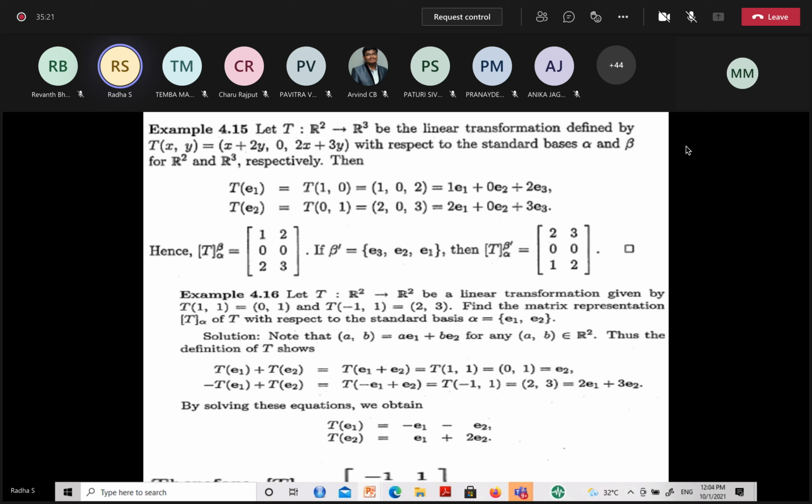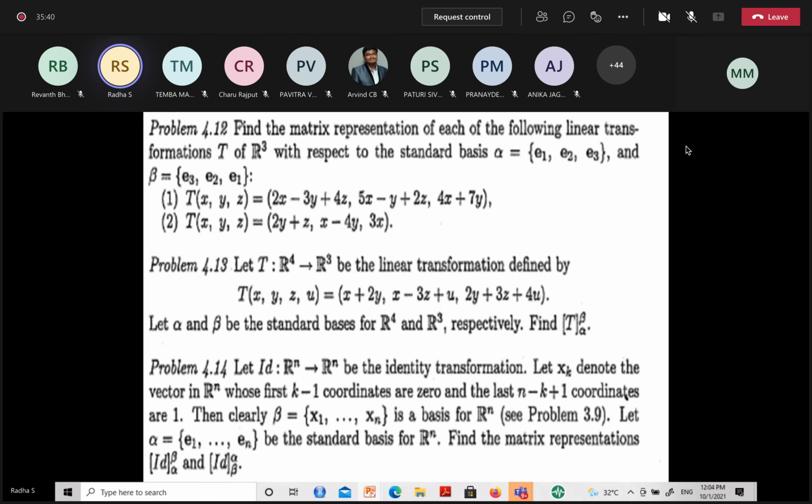Take down 4.15. That is also more important. 4.15 we have done, sorry. I need to say, take down this question. Which one, ma'am? 4.12, the topmost, the first question. This one you take.